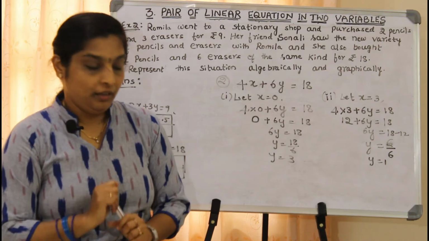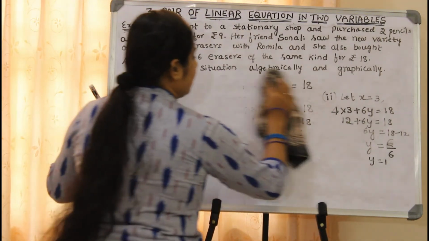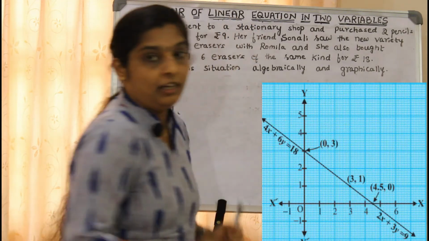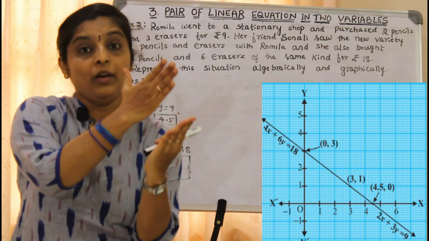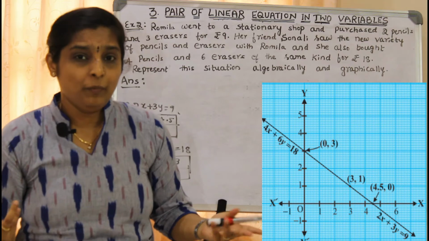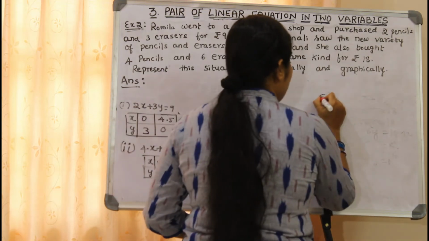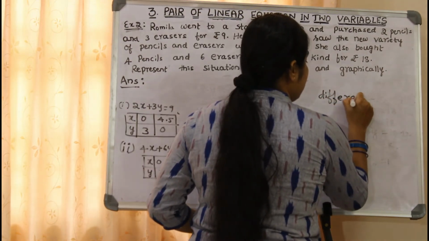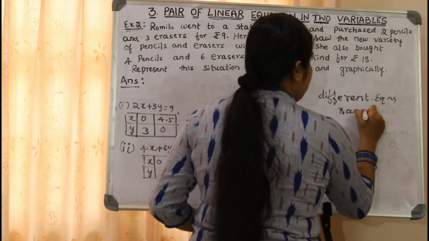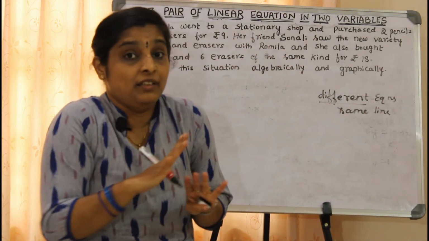So once you plot a graph, you can observe from your graph that both the equations are one over the other. Both the equations represent the same line. Is it really possible? Actually, I tell you, no two different equations represent the same line.